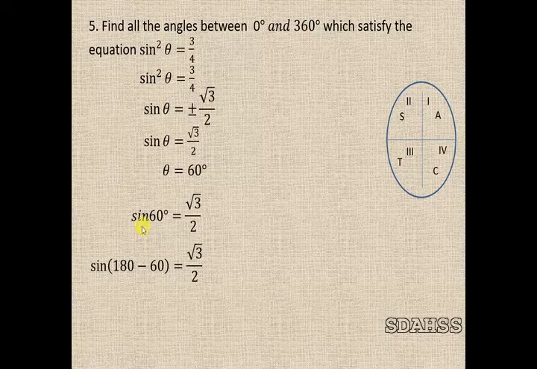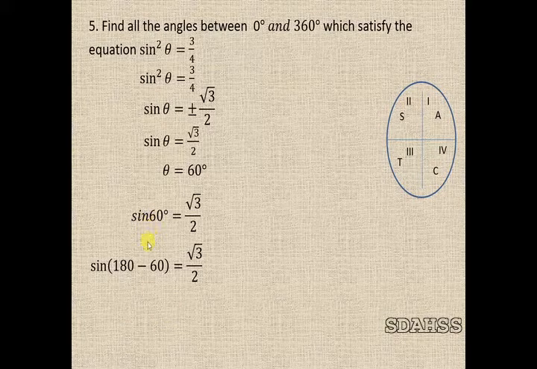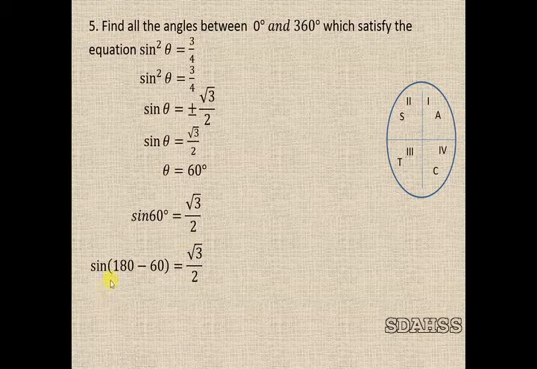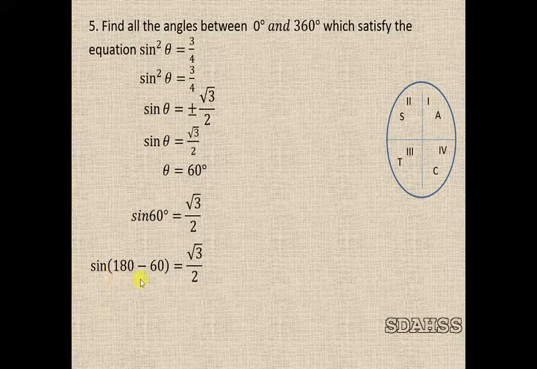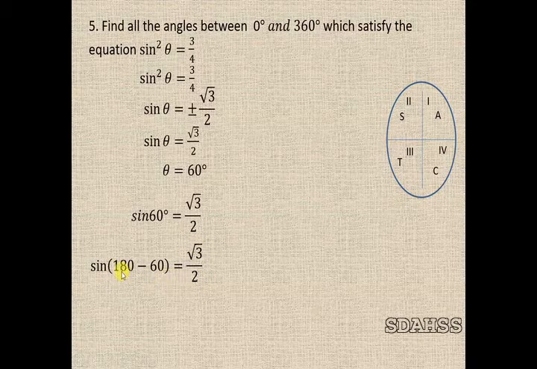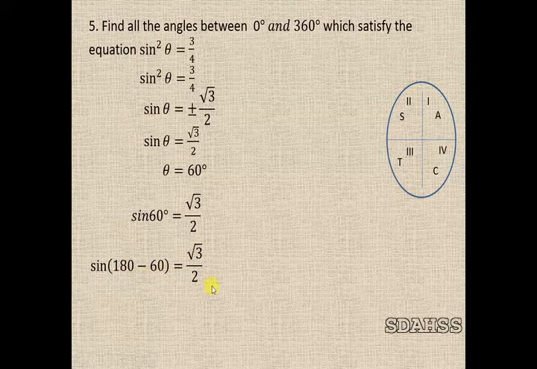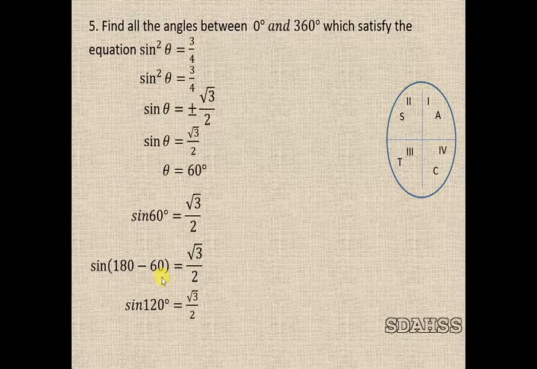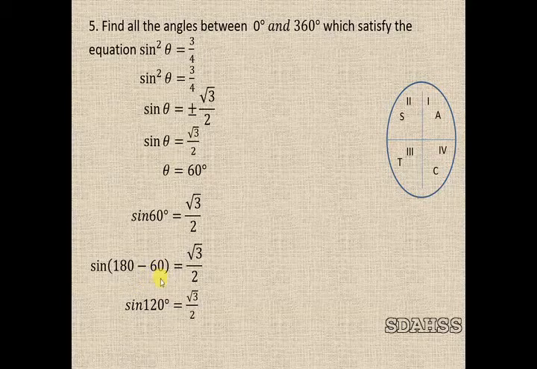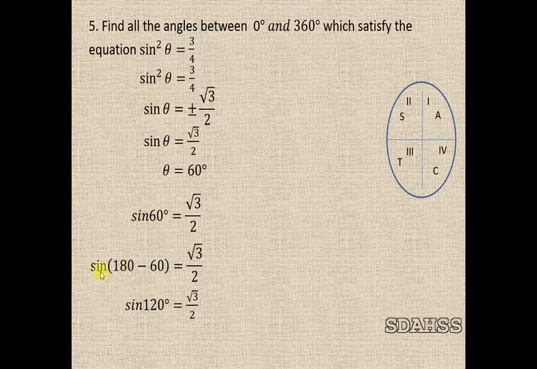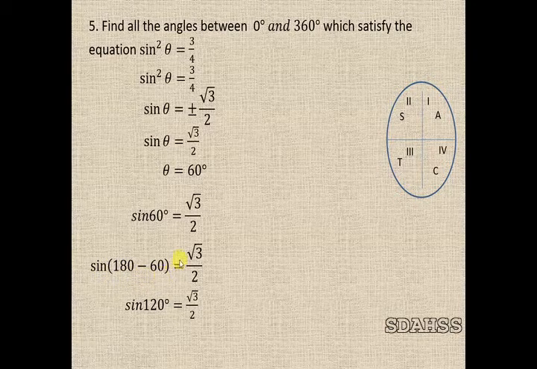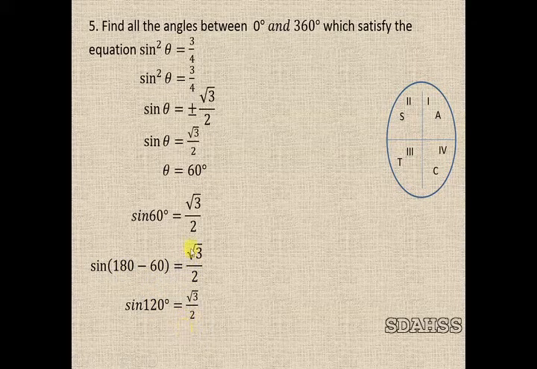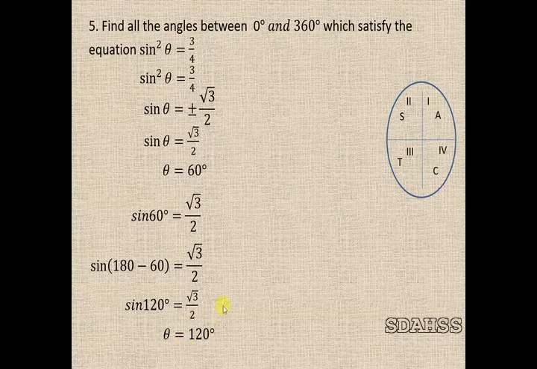So sin 60 is equal to root 3 by 2. We can write sin 180 minus 60 is equal to root 3 by 2. Sin 180 minus theta is sin theta. Here sin 180 minus 60 equal to root 3 by 2. 180 minus 60 means 120. Sin 120 is equal to root 3 by 2. So theta is equal to 120.